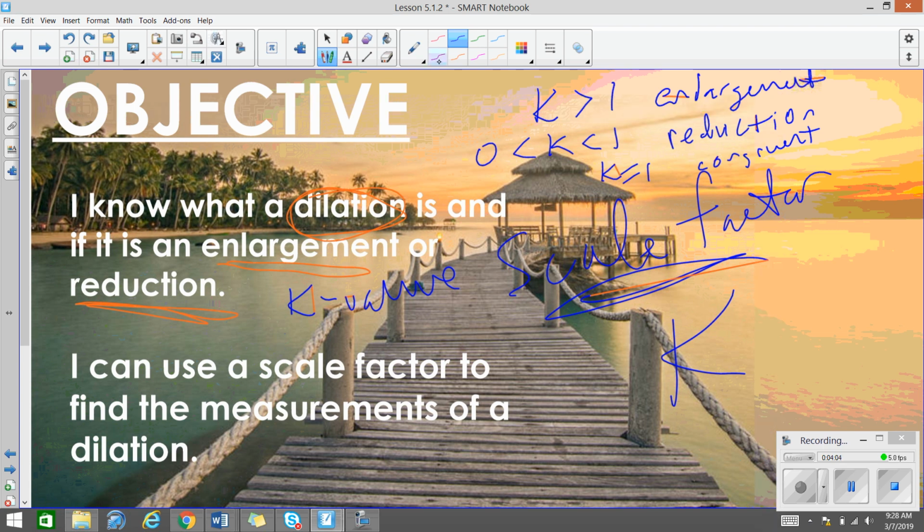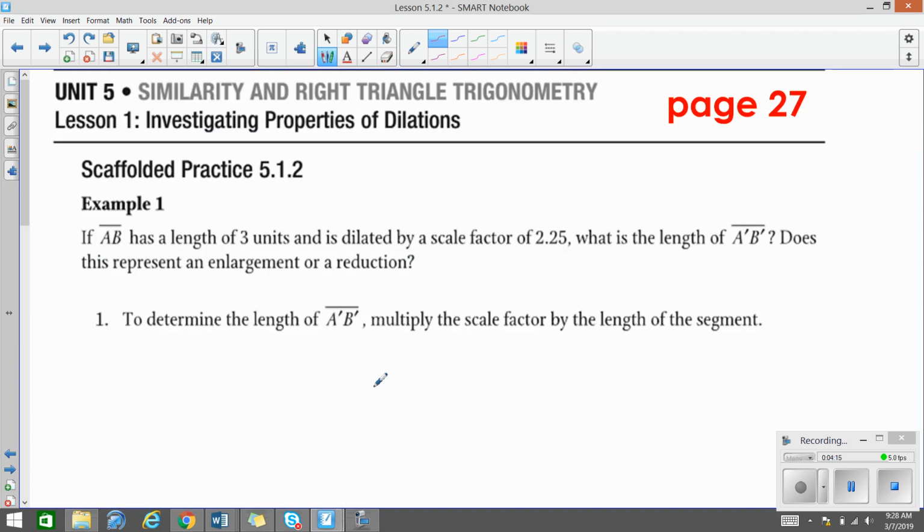So the second thing we'll apply today is, can I use a scale factor to find measurements of a dilation? So now we're going to apply the scale factor to find new measurements. So with that said, on page 27 we're going to start with our first example. Remember, going through this, you can pause, rewind, and listen to it again if you didn't hear something or it didn't make sense.